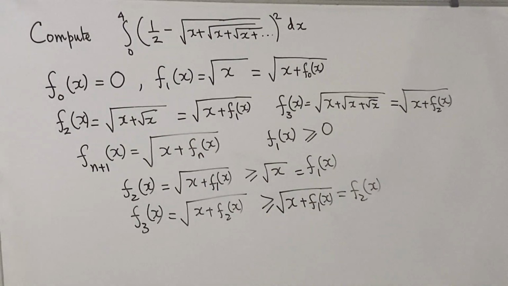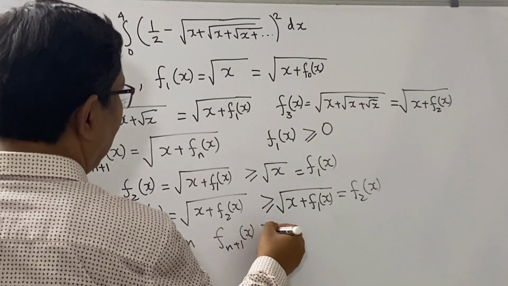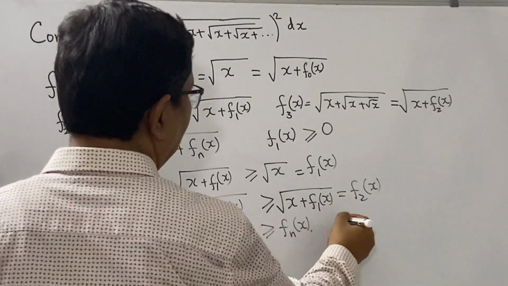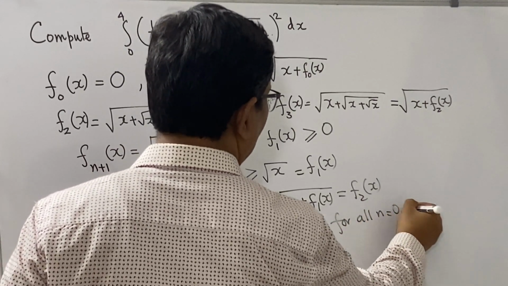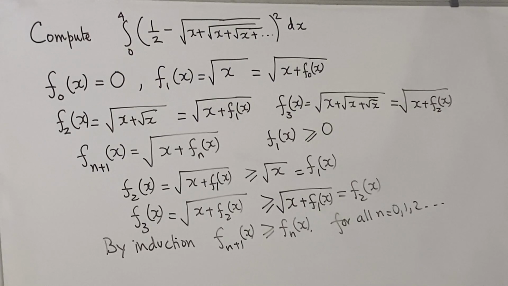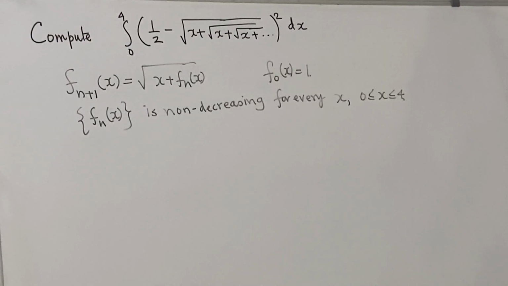Now, by induction, we can prove that f(n+1)(x) is greater than or equal to fn(x), and this is true for all n equal to 0, 1, 2, and so on. So we see that fn(x) is an increasing sequence for every value of x in the interval 0 to 4. An important point to note that we will work with. So the real numbers fn(x) are non-decreasing for every x in the interval 0 to 4.